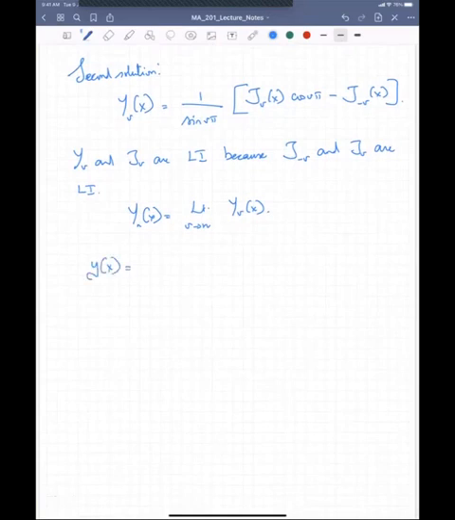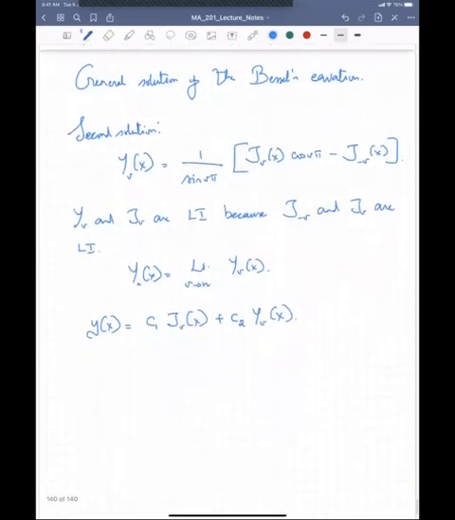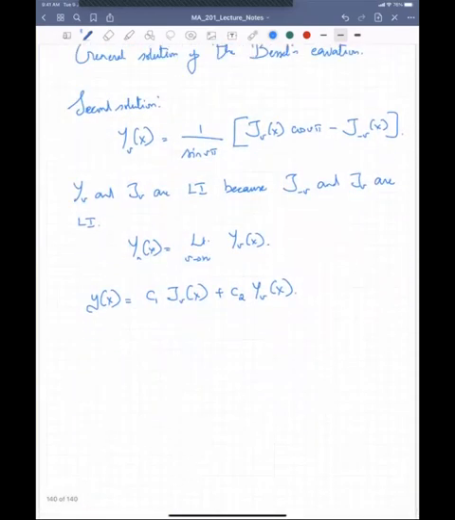And in the general case, I can always write the solution y of x of the Bessel's equation, the general solution, as C1 J nu of x plus C2 Y nu of x, where J nu and Y nu are already derived for you. J nu is already derived and Y nu is given to be this particular form. So this is how we approach the Bessel's equation.